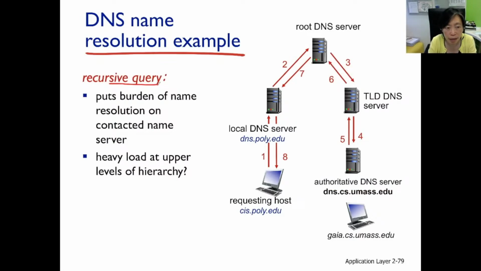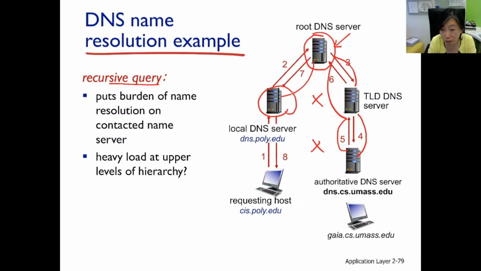Recursive query is the second form of doing the querying. The local DNS server here will forward only to the root, not contacting the TLD, not contacting the authoritative DNS server. It will be the root's job to find out what the mapping is. The root doesn't really know the mapping of Gaia.cs.umass.edu, so it forwards the query to the TLD, the TLD forwards to the authoritative DNS server, and finally the IP address traverses back. And the root DNS server here sends it back to the local DNS server.